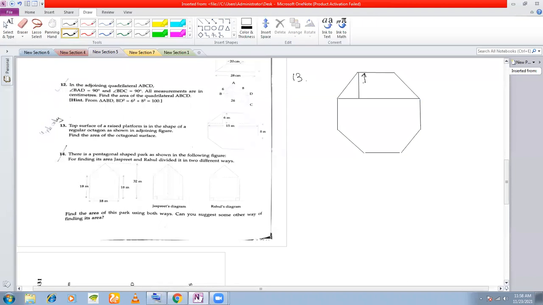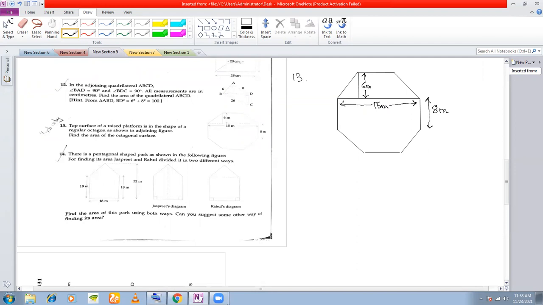This is given to be 6 meters. And this is given to be 15 meters. And this is given to be 8 meters. This is the figure that is given to you. Okay. Now let's read the question.